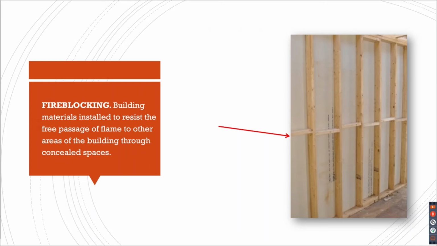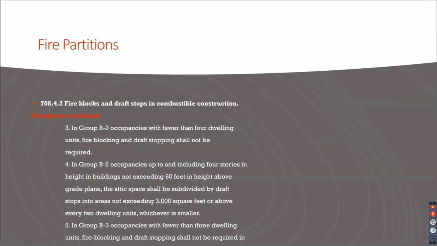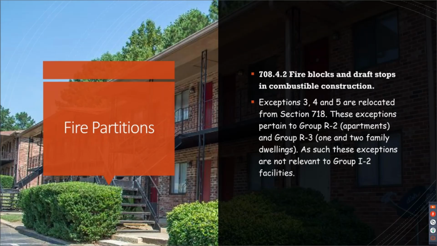What is fire blocking? It's building materials installed to resist the free passage of flame to other areas of the building through concealed spaces. There are exceptions for the fire blocking. And again, the fire blocks and draft stops in combustible construction, that was 708.4.2. And if you used to look at all those in 718, not all of those exceptions are there anymore. You still have to go to 718, but exceptions 3, 4, and 5 are now in this section here with 708.